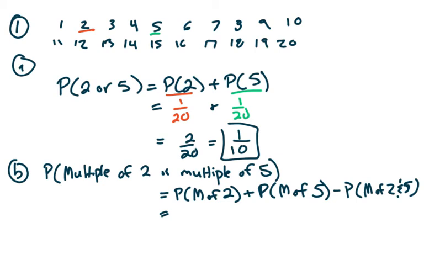So let's find our multiples of 2. That'd be 2, 4, 6, 8, 10, 12, 14, 16, 18, and 20. So this would be 10 out of the 20, plus our multiples of 5. So 5, 10, 15, and 20. So this would be plus 4 out of 20.